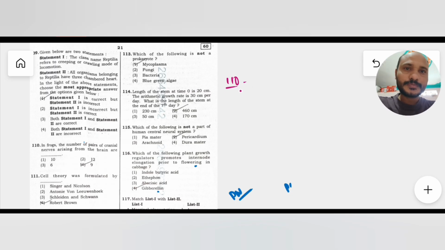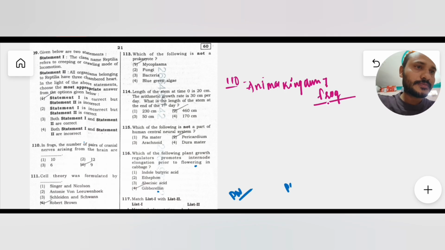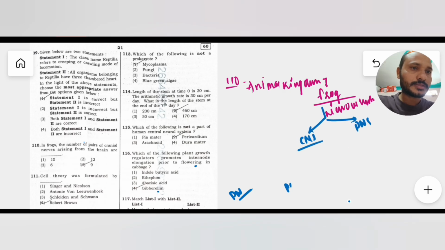The 110th question: In frog, the number of pairs of cranial nerves arising from the brain. These questions came from the animal kingdom, where they focus on the frog, especially the nervous system of the frog. Frog nervous systems are made up of two important components: the central nervous system and the peripheral nervous system. The central nervous system of the frog includes the brain and spinal cord.